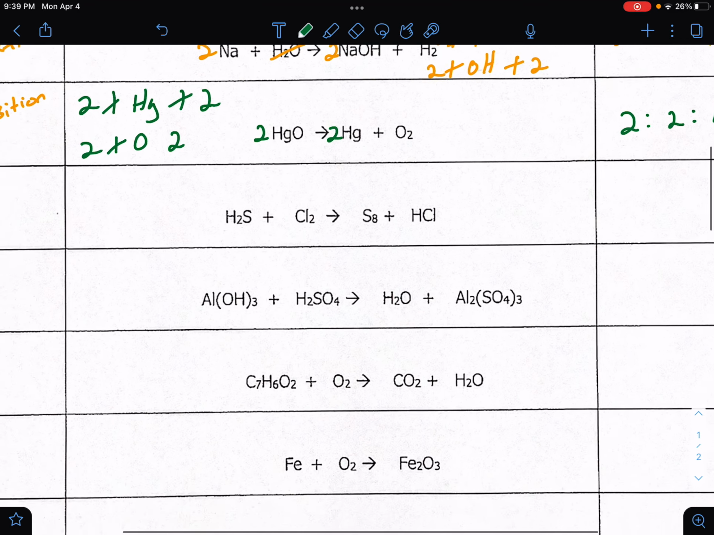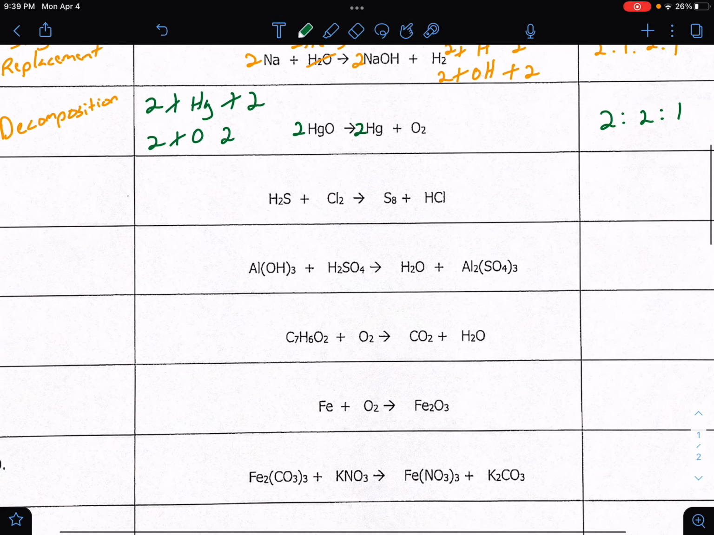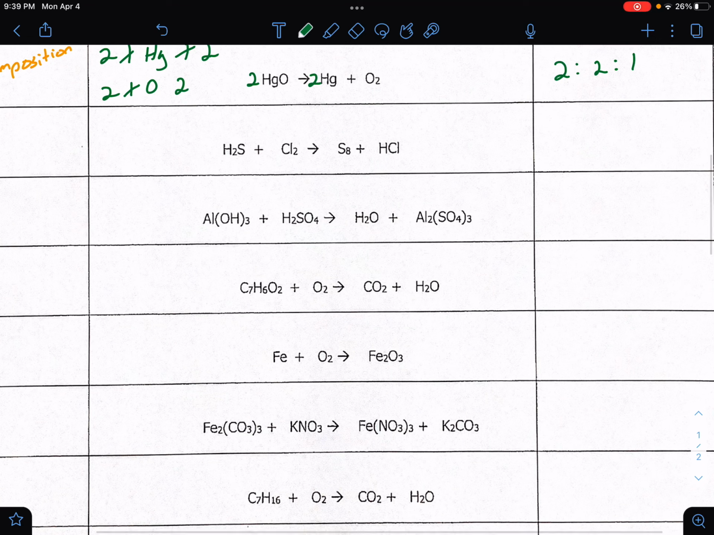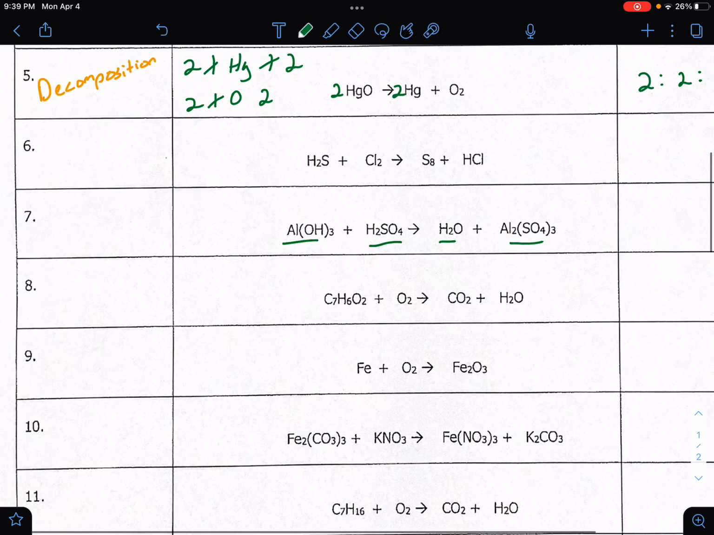Okay, so let's skip a little bit. I want to make sure I get to all the types of reactions. So we're going to go here to number 7. I have Al(OH)3 and H2SO4, give me H2O and Al2(SO4)3. If you notice, I have a pair here and a pair here. Basically what happens is they switch partners, and I still have a pair here and a pair here. Okay, that is called double replacement. Anytime you have two pairs and they swap partners, that is called double replacement.